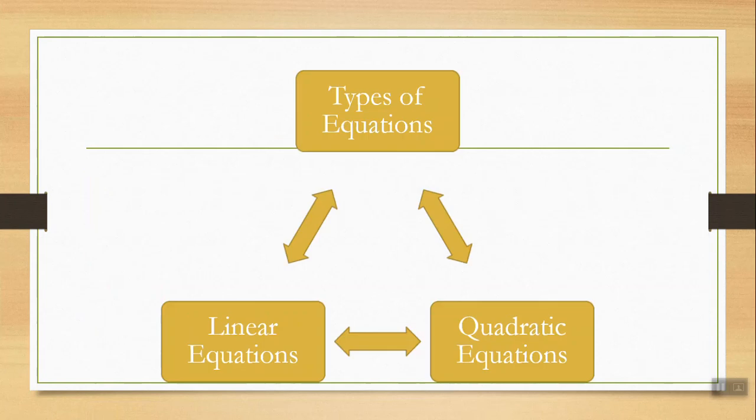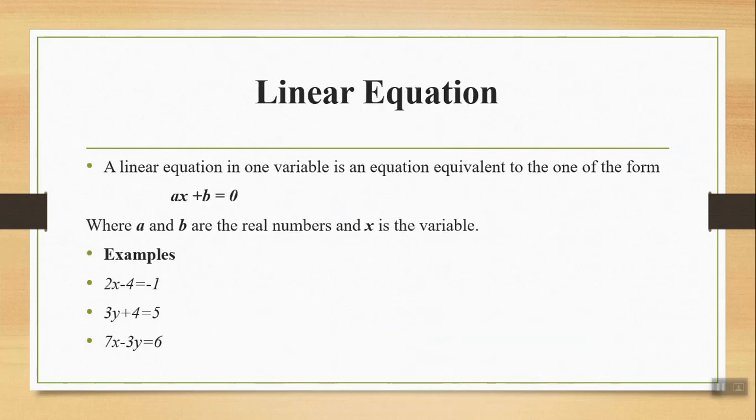Now the types of equations. There are different types of equations, but here we are only discussing two types. The first one is the linear equation and the second one is the quadratic equation. Firstly we will talk about the linear equation. It is the simplest type of equation, as a linear equation in one variable is an equation equivalent to one of the form ax plus b equals to 0, where a and b are real numbers and x is the variable.